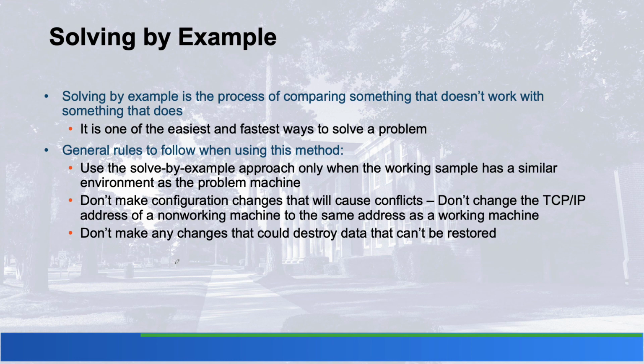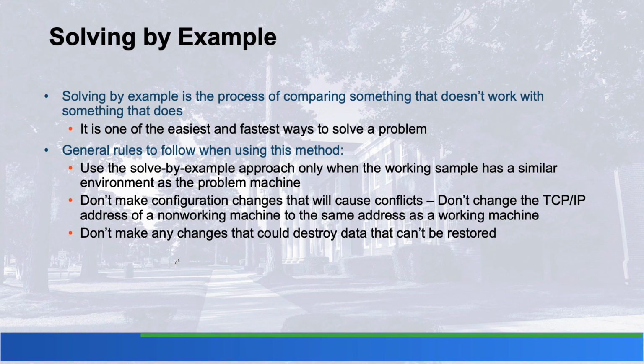Rules to follow when you're using solving by example. Use it only when the working sample has a similar environment as the problem machine. Sometimes we have test labs for this. Maybe we have a section of the network that's not connected to the rest of the network, and we have the same equipment and the same layout of the network. We can test it in that trial network before we put it into production.